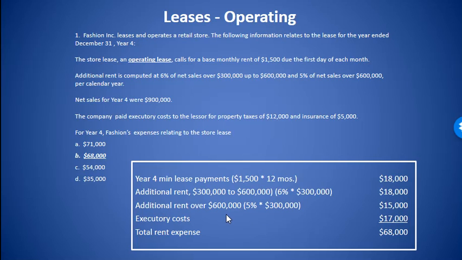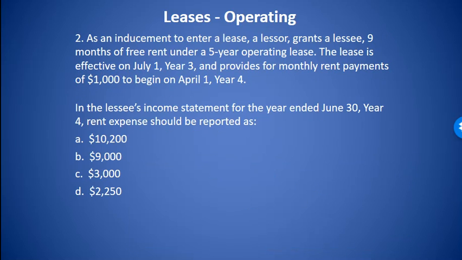Any additional rent over $600,000, there's a surcharge of 5%. So it would be 5% times $300,000 because our total sales were $900,000. So the additional rent over the $600,000 would have been $15,000. Our executory costs were included, $17,000. So our total rent expense is going to be $68,000. Okay, let's take a look now at question number 2.